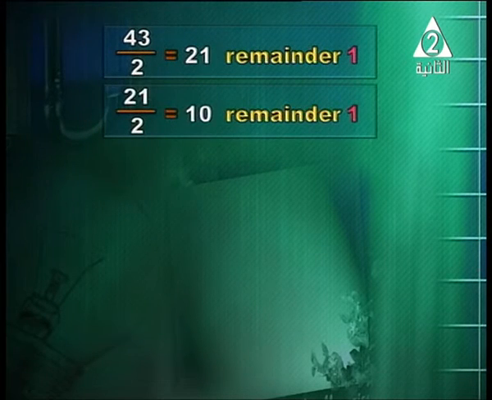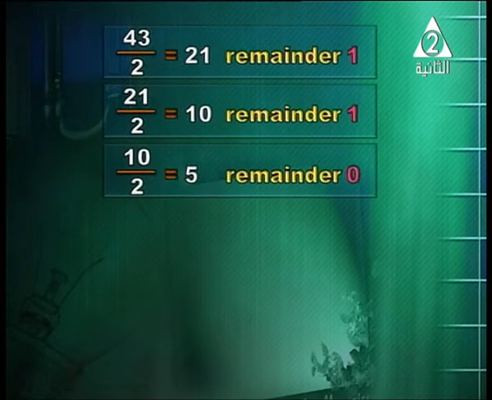And we'll do the same with the 21. When divided by 2, it will give 10, since 2 times 10 is 20. 21 minus 20, we've got 1 remainder. 10 divided by 2 will give 5. 2 times 5 is equal to 10, so we don't have anything left. Remainder equals 0.